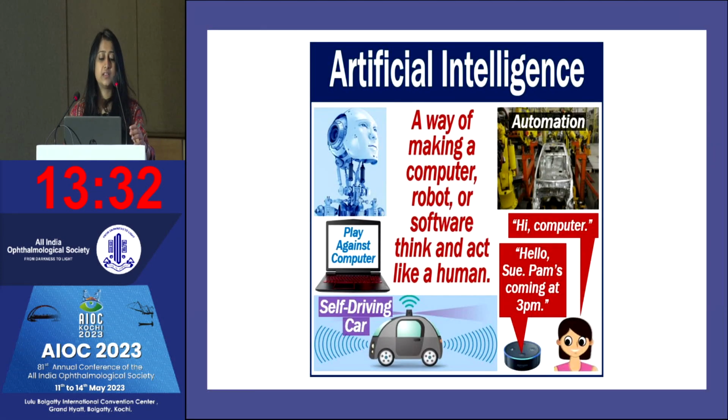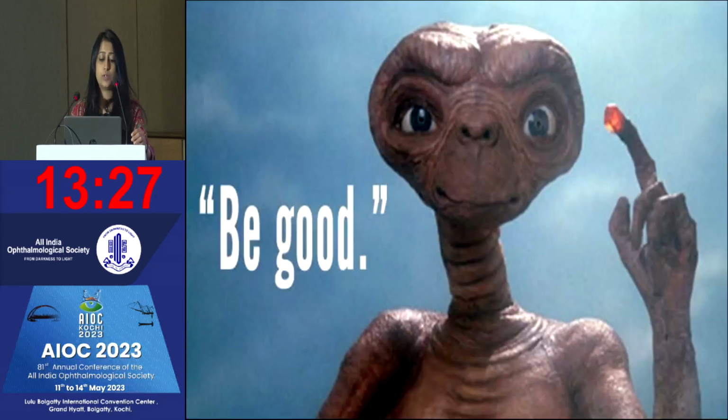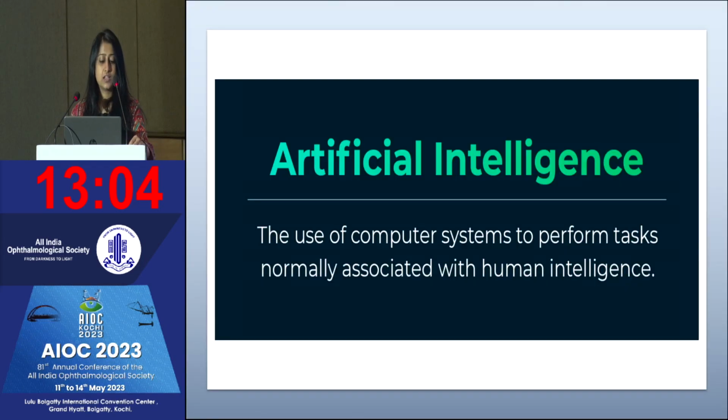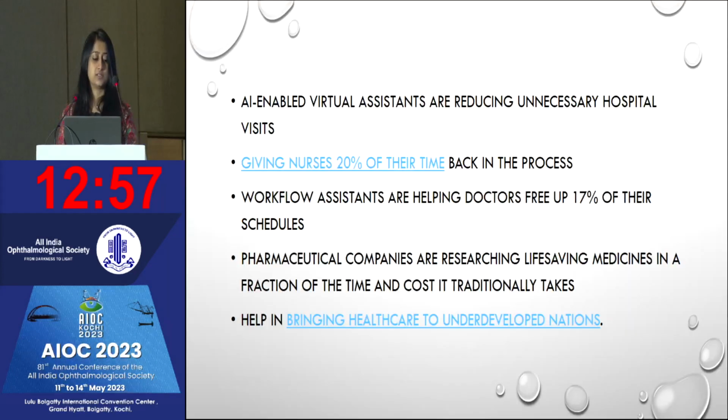So, artificial intelligence is a way of making a computer, robot, or software think and act like a human. This is very well known. We have to understand that we also have to make sure that we are doing good in the process. It should not be an erroneous diagnosis as well. The theory and development of computer systems is able to perform tasks normally requiring human intelligence, such as visual perception, speech recognition, decision making, and translation between languages. So, it is basically the use of computer systems to perform tasks which are normally associated with human intelligence.